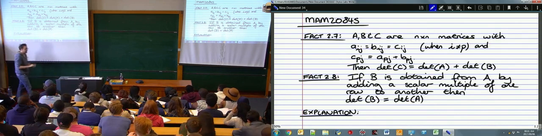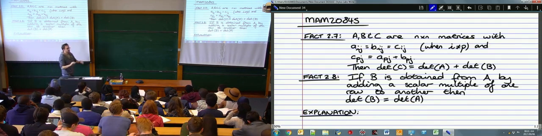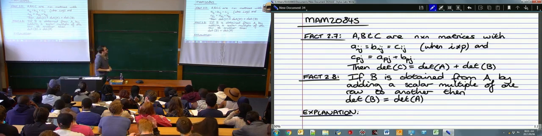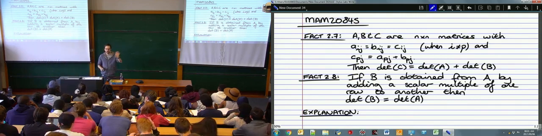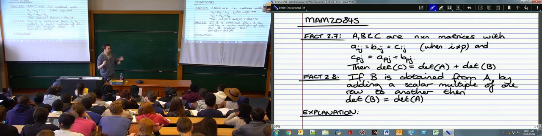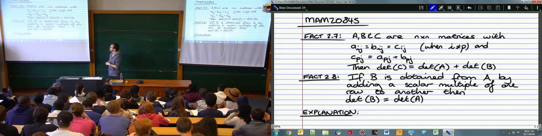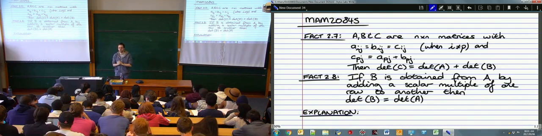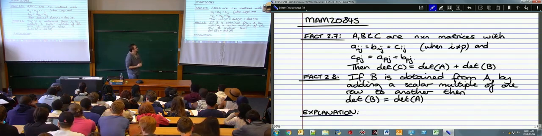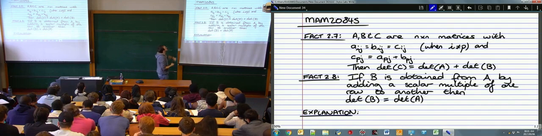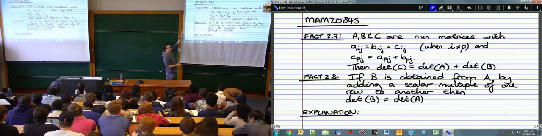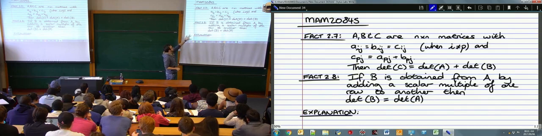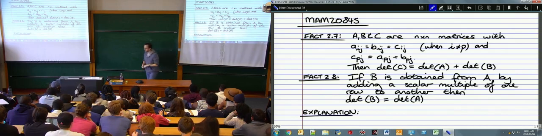We wrote up an explanation. Basically, we just expand to calculate the determinant. We expand along the pth row. And we noticed that the minors in all three of these matrices in the pth row are the same because the minors are identical. The only place where the matrices are different is in the pth row, but that's the row that you ignore when you're calculating the minors. So what we're going to use fact 2.7 for is to prove or explain fact 2.8.